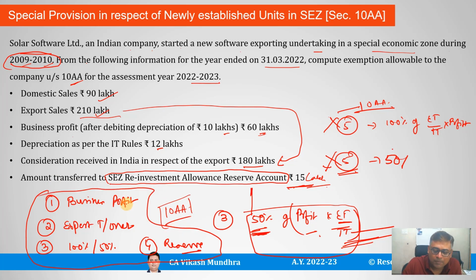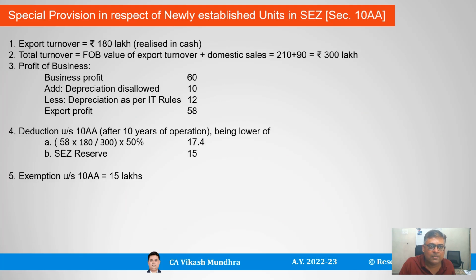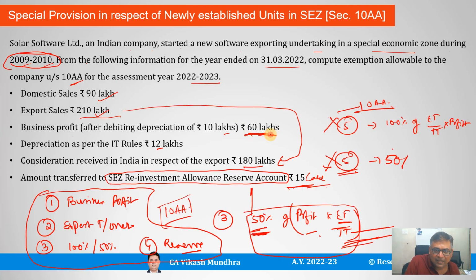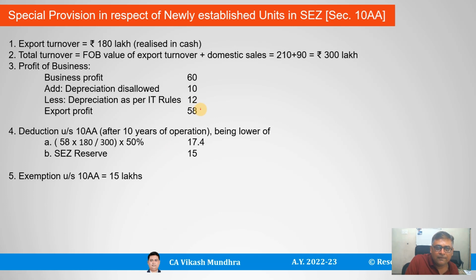First, I am calculating business profit. How could I calculate my business profit? It is given at 60 lakh. Okay. 60 lakh is my accounting profit, but it includes, that means my PL has been debited by depreciation of rupees 10 lakh. So I add back this one, and depreciation as per IT rules, we reduce this one. That means 60 plus 10 minus 12, I got 58 lakh as my business profit.